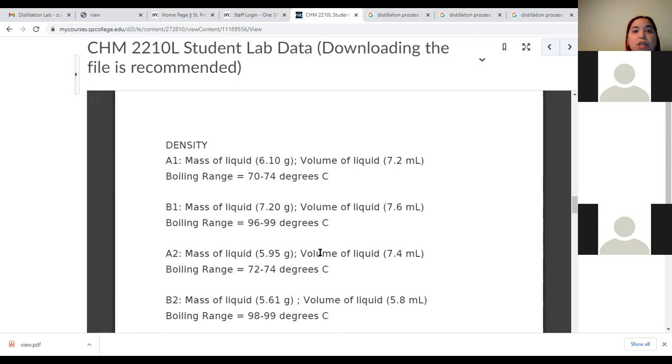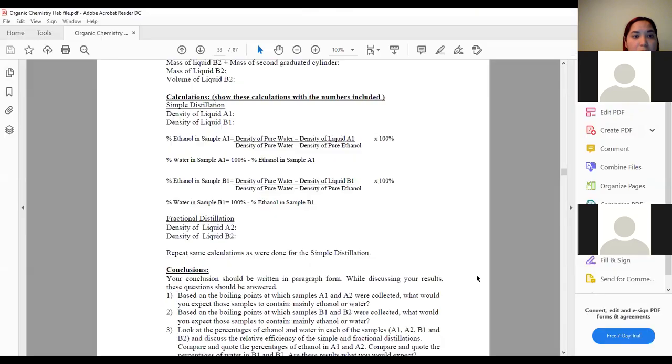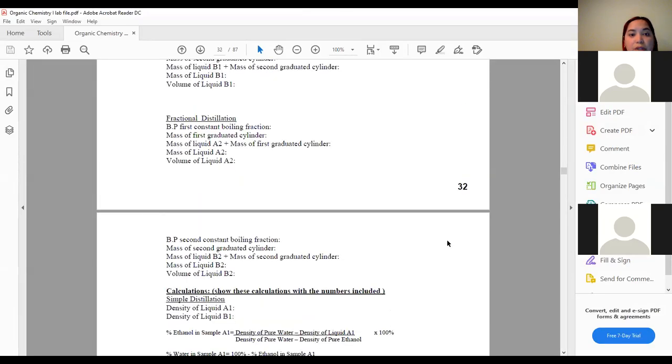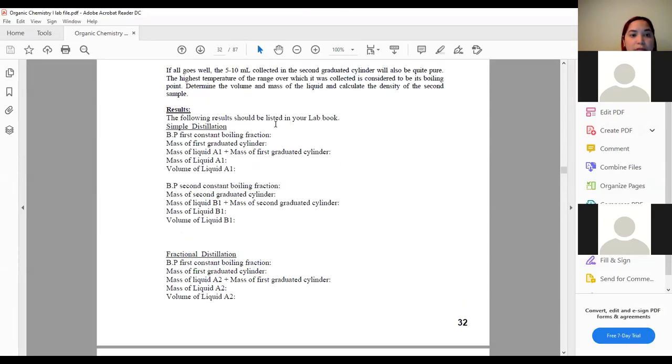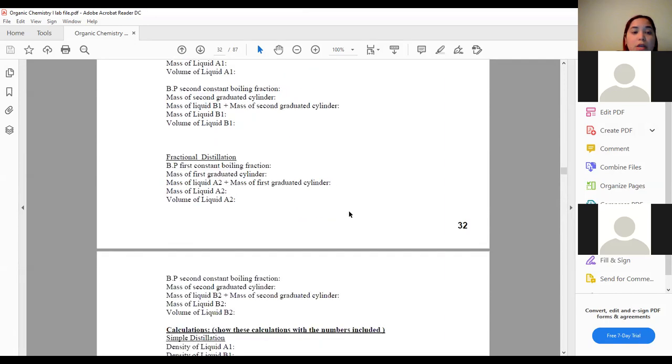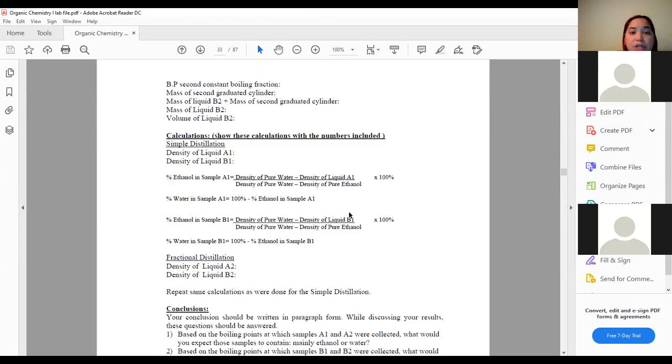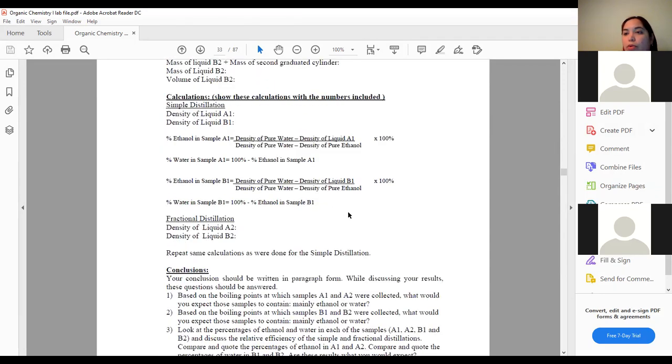With those, we need to go to the lab manual. Okay, let me go there. In the lab manual, we have page 32 and page 33. Page 32 tells you what results you need. And page 33 shows you what the calculation equations look like. So we need to use the values for mass and volume to calculate the densities.